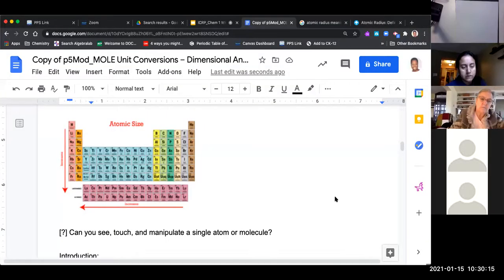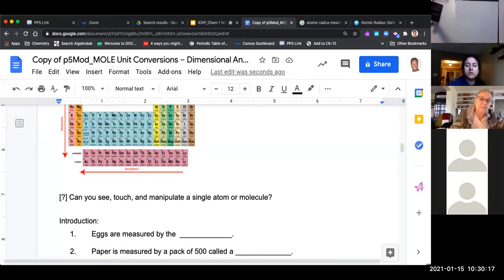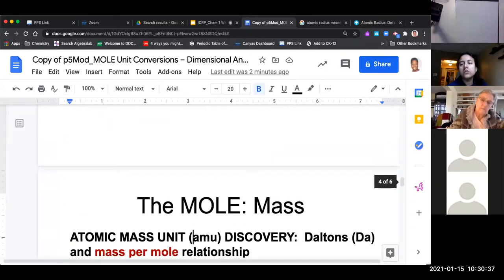All right. So these other questions: can you see, touch, or manipulate a single atom or molecule? What does your gut tell you? Can you see, touch, or manipulate a single atom? No. Absolutely not. And that was the big idea. They are so small, we can't see a single one. So scroll down here a little bit.